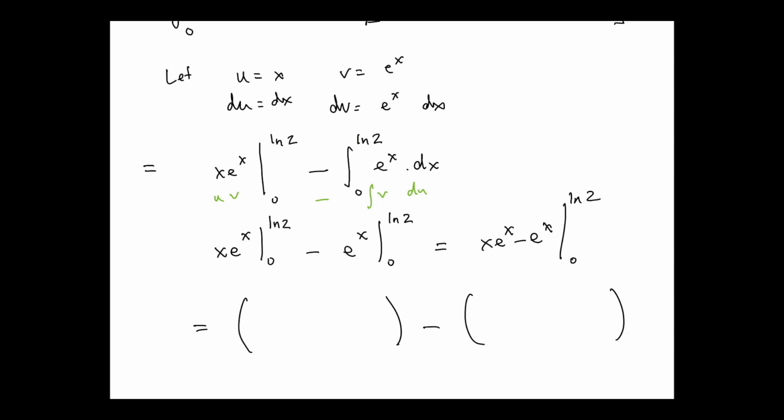Okay, fundamental theorem. So what am I going to get when I plug in log 2? I will get log 2 times e to the log 2 minus e to the log 2. What do I get when I plug in 0? Well, I get 0 for the first term minus e to the 0 for the second term. And then because I'm an evil professor, I deliberately picked things with logarithms and e just to torture you guys. Can we simplify that?